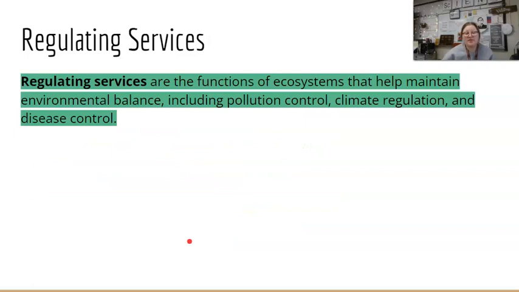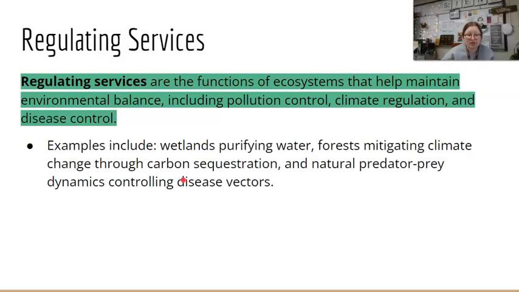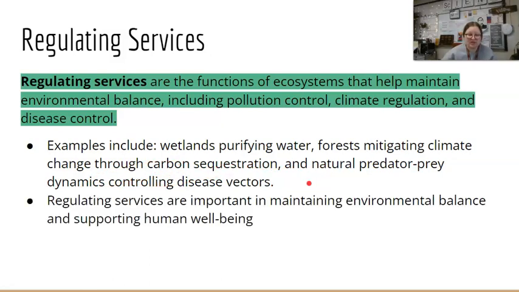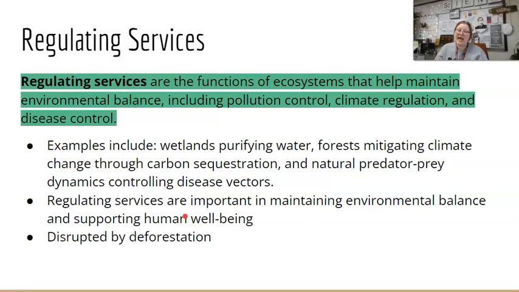All right, regulating services are the functions of ecosystems that help maintain environmental balance, including pollution control, climate regulation, and disease control. Specific examples are wetlands purifying water, forests mitigating climate change through carbon sequestration, and natural predator-prey dynamics controlling disease vectors. Regulating services are important to maintaining environmental balance and supporting human well-being, and they are mainly disrupted by deforestation, but any real habitat destruction is going to affect them as well.